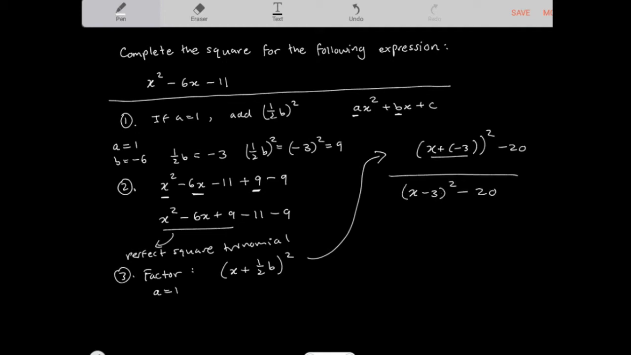You can see that this is really the same thing as our expression here, but this is basically in its completed square format. Okay, and you can see that it kind of resembles vertex form of a quadratic function or equation, and this is a really useful tool in determining the vertex.